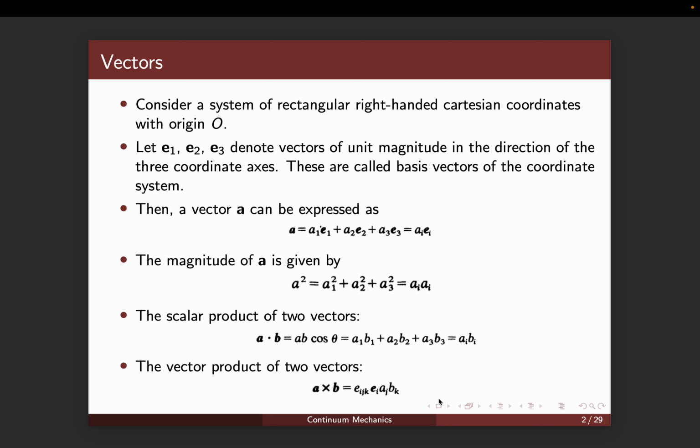Any vector, here it is A, can be expressed as a linear combination of these E1, E2, E3 basis vectors. The magnitude of this vector is determined by taking the sum of the squares of the coefficients of the vector along the basis vectors. The scalar product of two vectors is defined as the sum of the products of the components of the two vectors along the basis vectors. The vector product of two vectors is defined through Levi-Civita symbols and the components of the two vectors, which is given here.